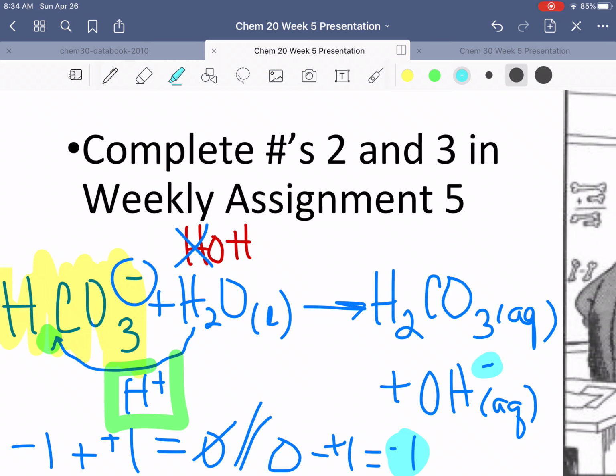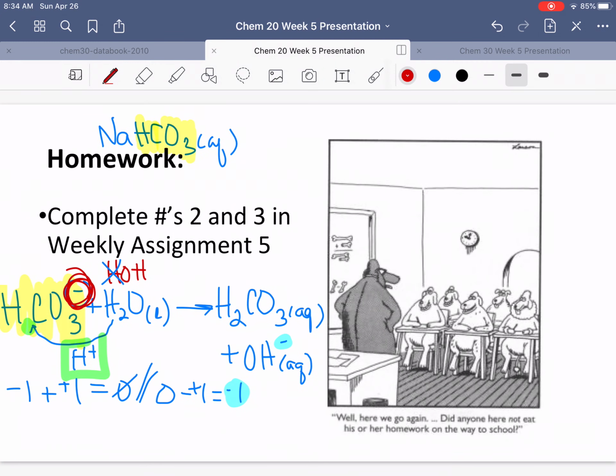All right, folks, there it is. That's that last example that is in the notes. And be aware, generally speaking, when you see an anion like this, an anion has a negative charge, it will often act as a base. Try out the questions that are in your assignment, number 2 and number 3.